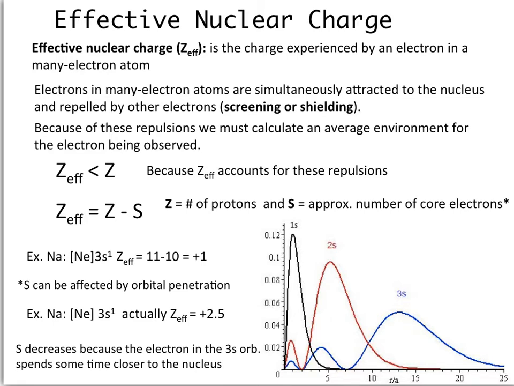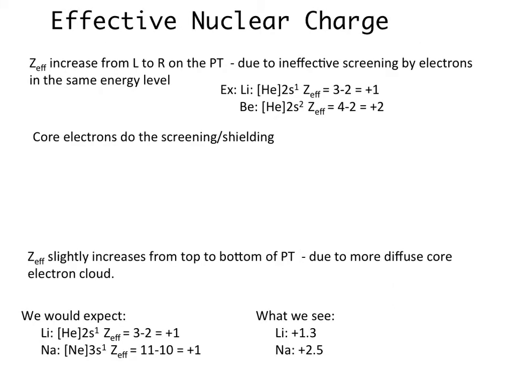and subsequently your positively charged protons in the nucleus are able to be more effective. So effective nuclear charge trends, in terms of going from left to right on the periodic table: you're going to see an increase in your Z effective. It's going to be getting larger. And this is due to the ineffective screening by electrons in the same energy level.